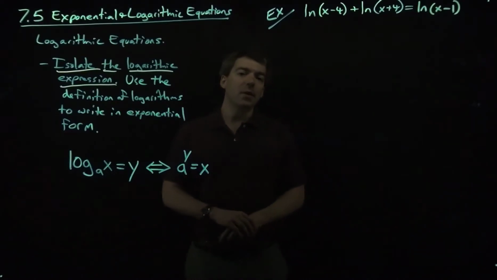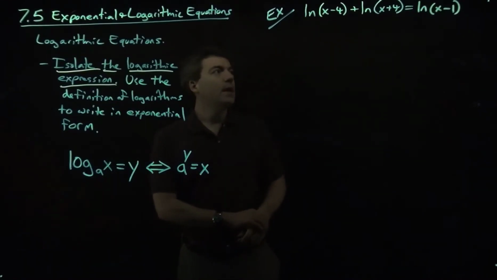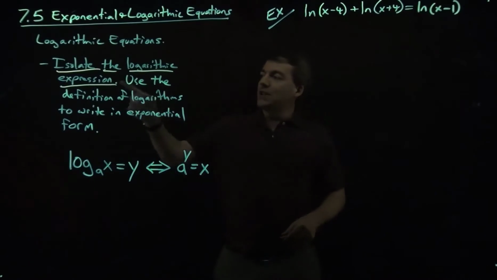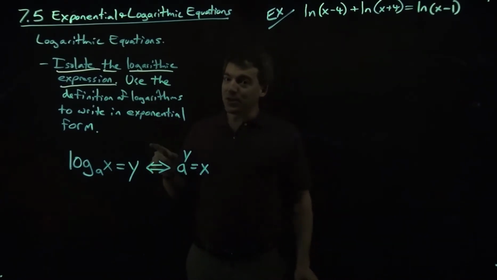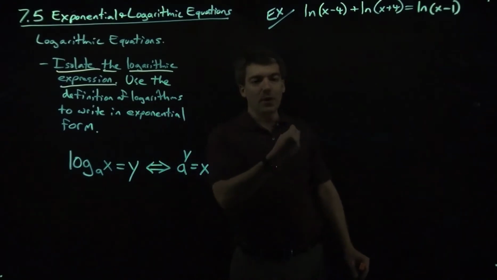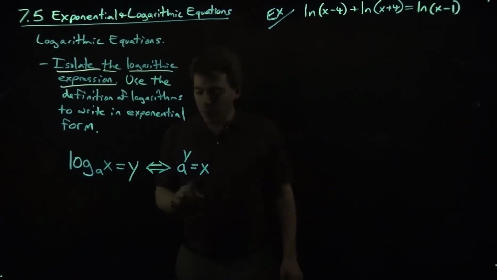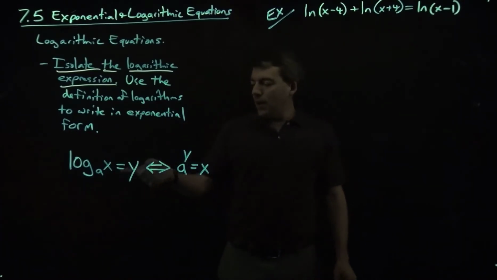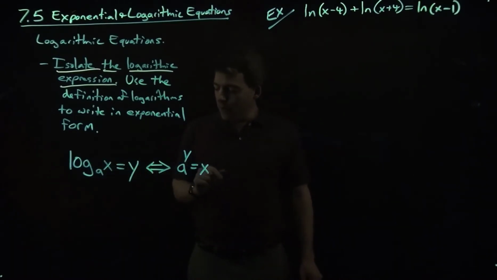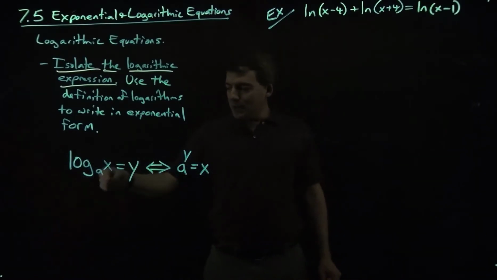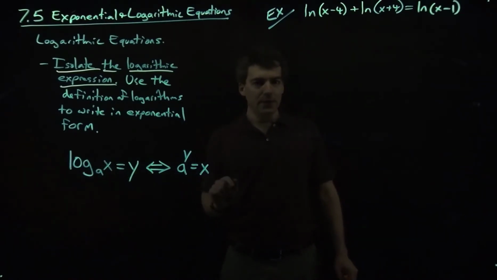Let's look at solving another logarithmic equation. Remember, the goal will be to isolate the logarithmic expression, and that means condensing a logarithm if we have more than one. Then using the equivalent exponential form, which we have right here, we have log base a of x equals y. That means y is the exponent on a that gives us x, equivalent exponential form.